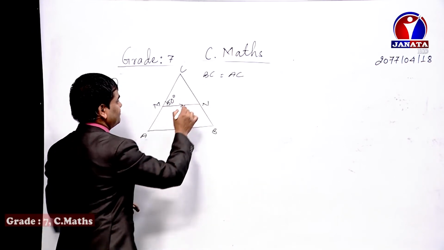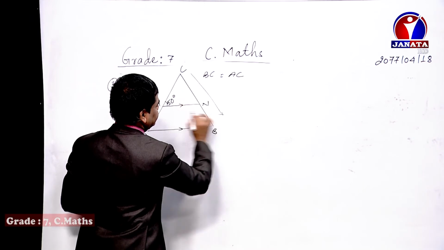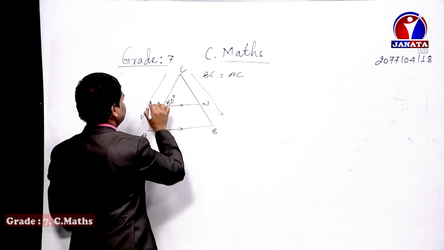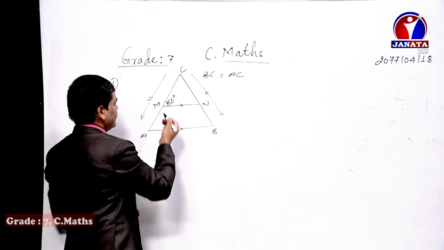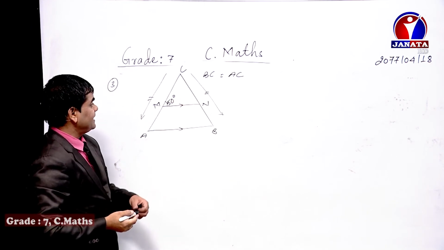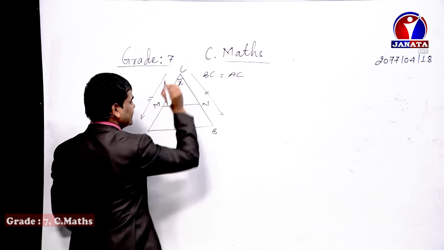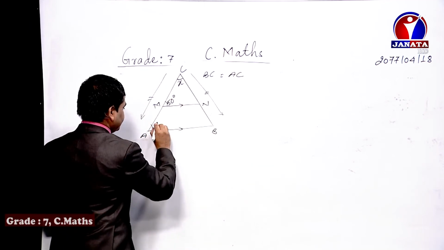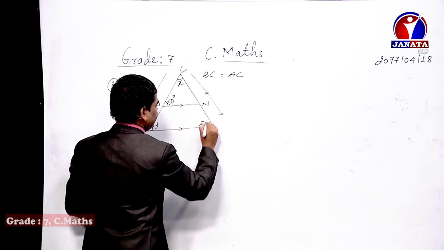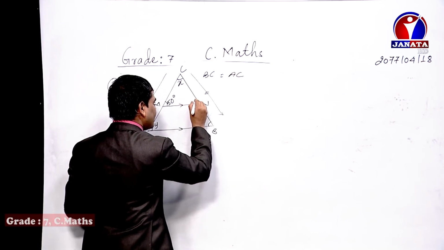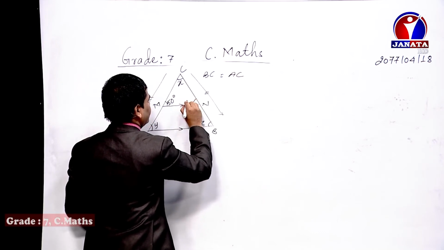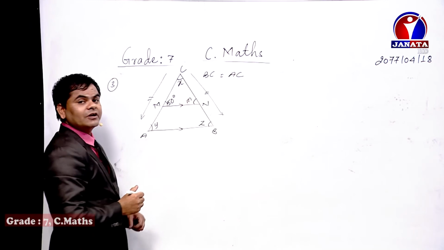What do you mean by this? BC means this one side, isn't it? And AC means this one side. They are equal to each other. For example, the question has asked to find out X, and here is Y, and here is Z, and the value of this one angle also as M. Okay, how will you find out?